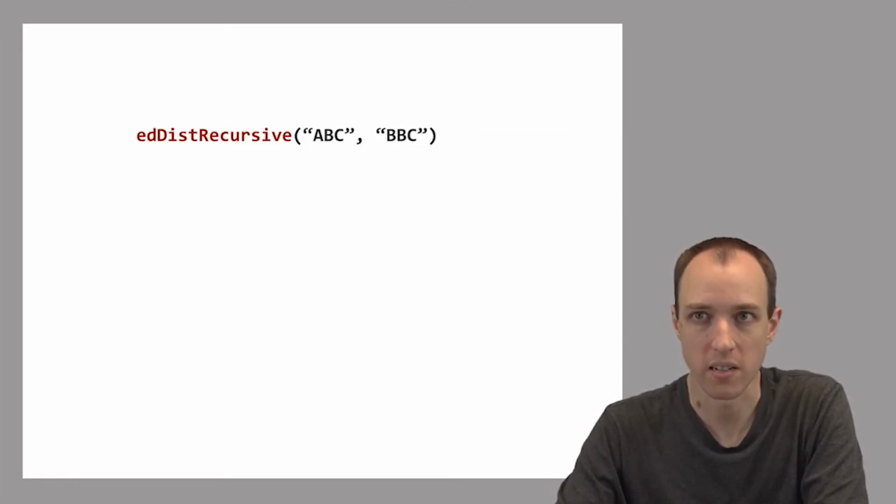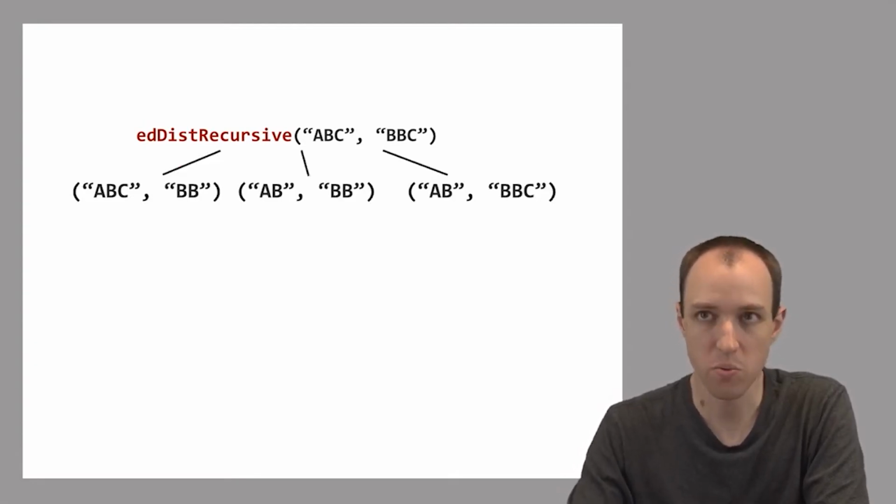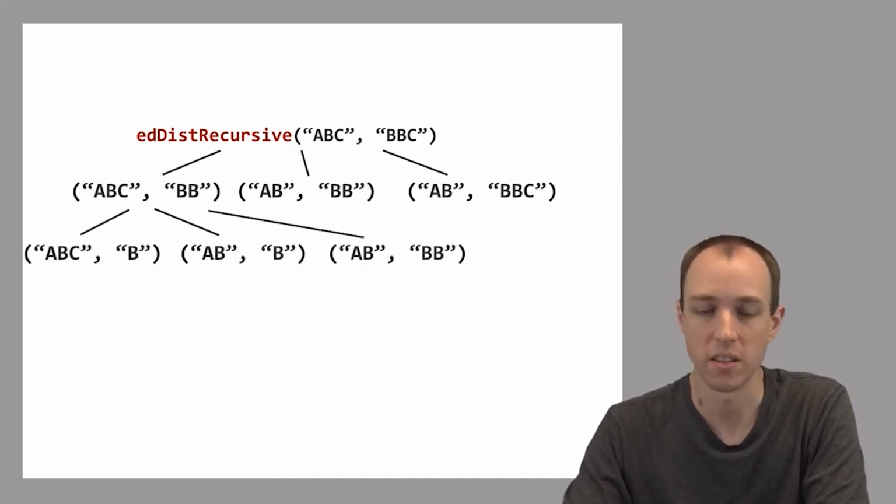So here's a little hint. Let's say that this is the initial call that we make to the edit distance function. We want to find the edit distance between these two strings. And so this initial call will make 3 recursive calls, each with different arguments, like you can see here. Now, this recursive call, this one over here, will make 3 more recursive calls, right? Like this, etc., etc., etc.